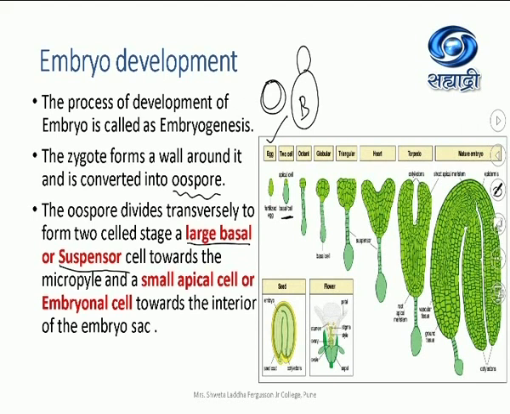And where is it present? It is present towards the micropyle inside the nucellus. You remember the ovule structure, the micropyle, and towards the micropyle this suspensor is present. And a small apical cell, which is also called the embryonal cell. So the upper cell is called the embryonal cell, the lower cell is called the suspensor cell. Where is the suspensor cell? Towards the micropyle. Where is the apical cell? It is towards the interior side of the embryo. Okay. Then what happens? Then it starts dividing continuously. The suspensor also starts growing and it will push the developing embryo inside the nucellus so that it will derive the nourishment from the endosperm.